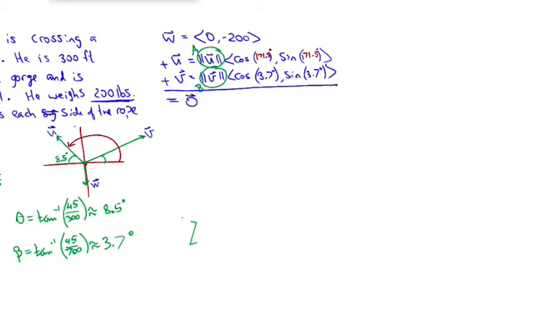Which is 0, 0. So the first component is going to be the sum of all the first components. You might want to find out what cosine of 171.5 is and the cosine of 3.7. Cosine of 171.5 is negative 0.99. And the cosine of 3.7 is 0.99. That's strange, one's negative, one's positive.